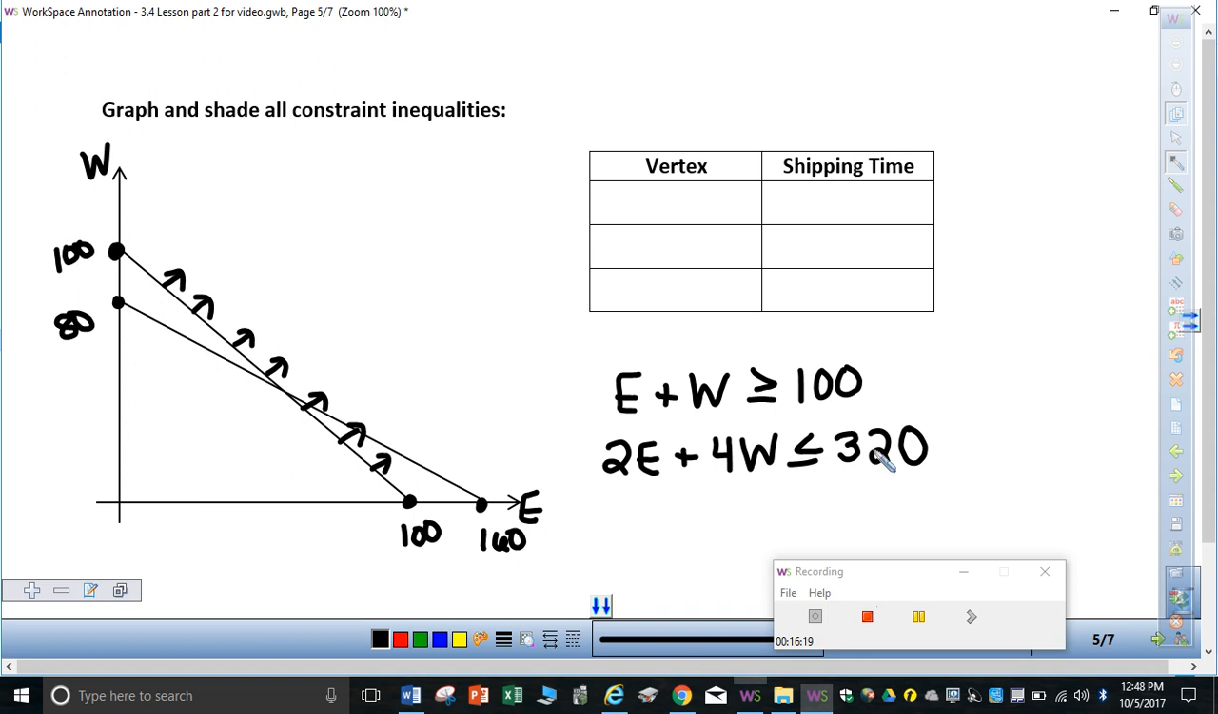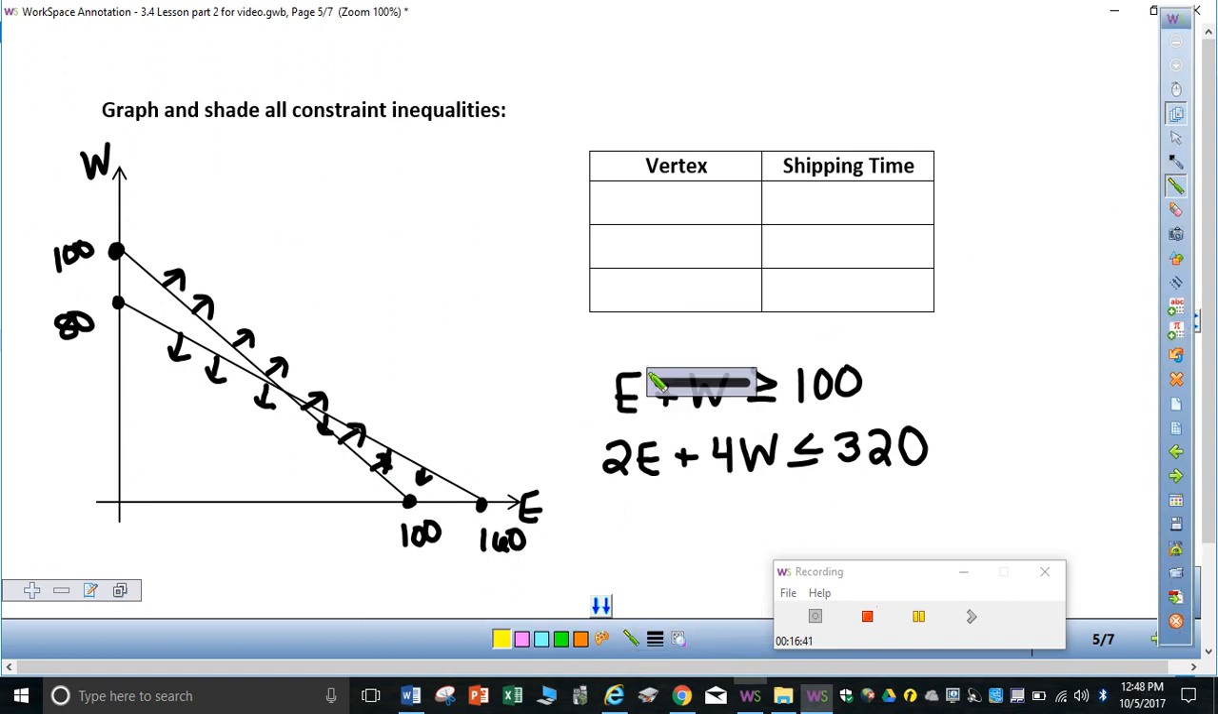Now let's look at the next one. If you were to plug 0, 0 in here, we get 0 less than or equal to 320. That is true, and so we're going to shade toward the test point of 0, 0. So we're going to do these arrows going down. Now the region that is shaded is just this little sliver, so the graph ends up looking different than it did for the tomato problem. We only have 3 vertex points.